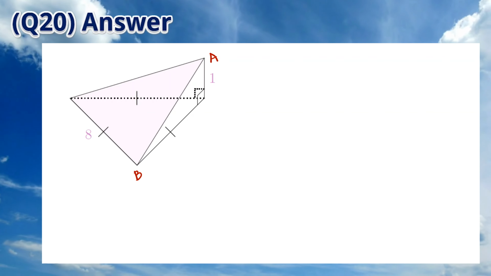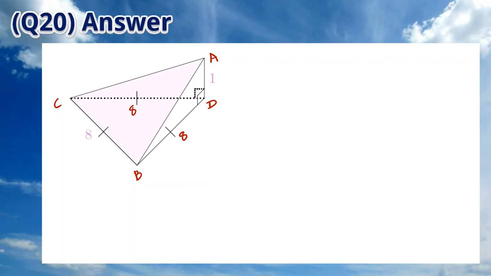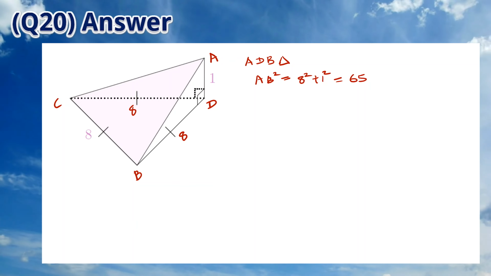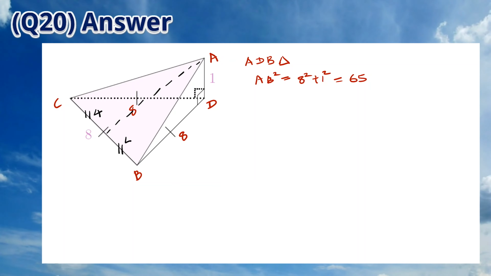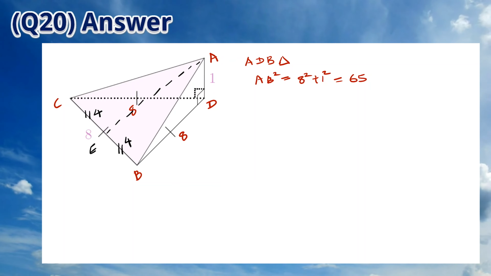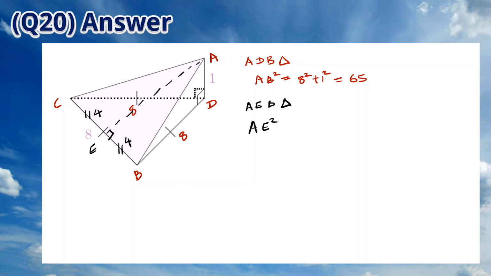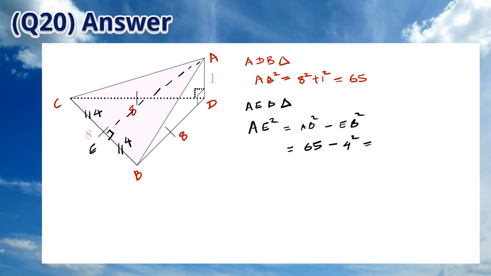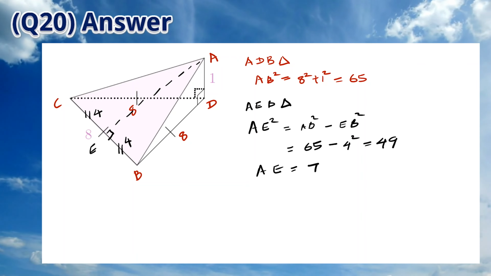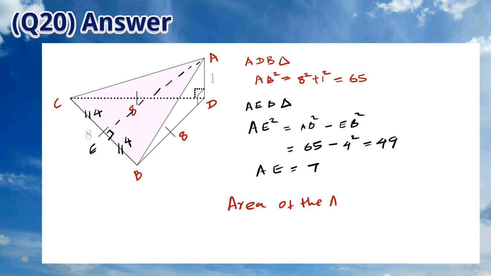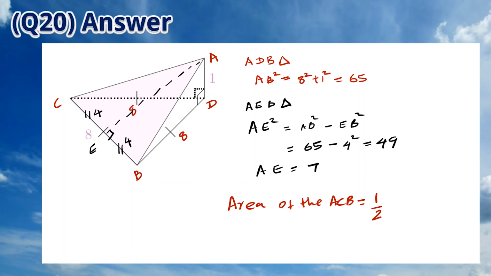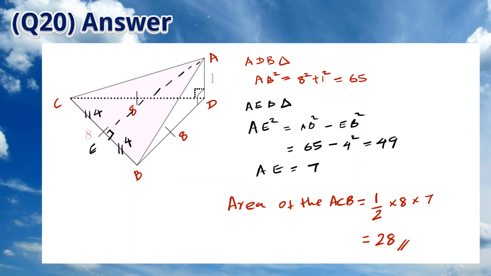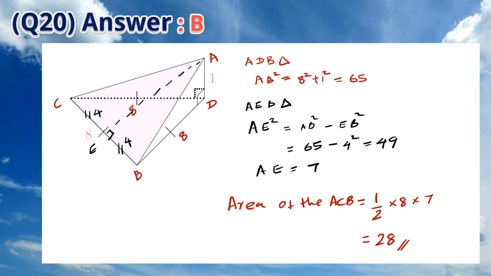We can apply Pythagorean theorem to the triangle ADB to find that AB squared is equal to 65. Now we can apply Pythagorean theorem to the triangle AEB to find that AE squared is equal to 49, so AE is equal to 7. Using this, we can find the area of ACB, which is 8 times 7 divided by 2, which is 28. This means that the answer is B.